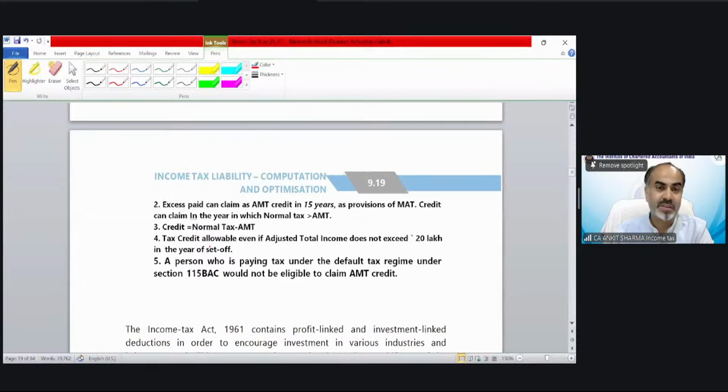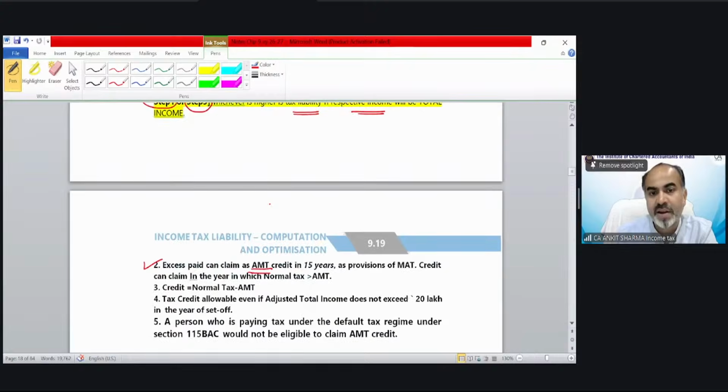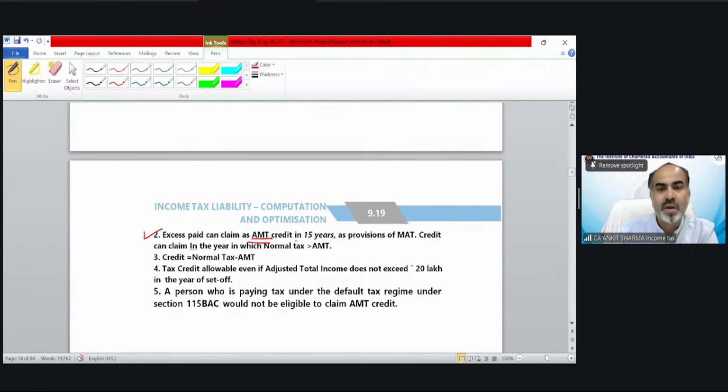Now the credit concept. Excess paid can be claimed as AMT credit. We are continuing notes number 1, 2, 3 that we have discussed. Then the credit concept, point number 2: in the next 15 years, as per the provisions of MAT, credit can be claimed in the year in which normal tax is higher than AMT tax. In that year only you can take the benefit of credit.